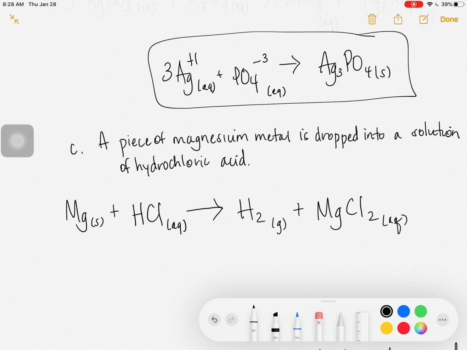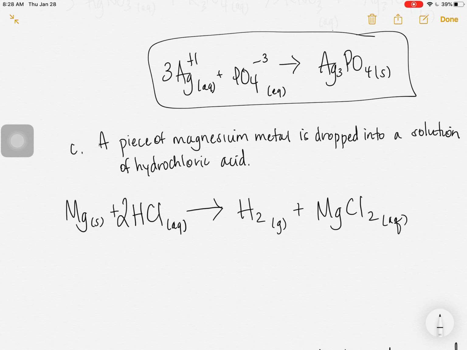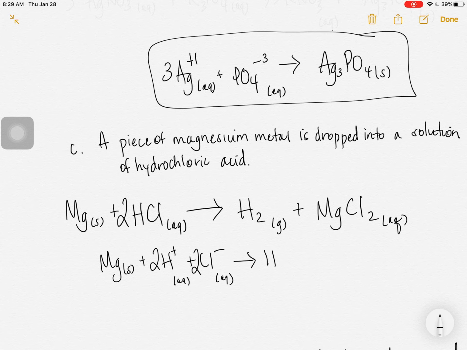Okay, so when I balance, I need 2 H's. So 2 H's takes care of my Cl's. That was easy. When I do a net ionic, I ionize anything that's aqueous. So I'm only going to ionize this, and I'm only going to ionize this. So H plus and Cl minus, both aqueous. I have 2 H's and 2 Cl's. Hydrogen gas does not ionize, but magnesium chloride does. I have 2 of them.